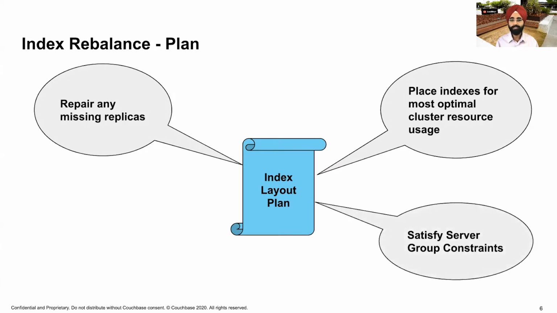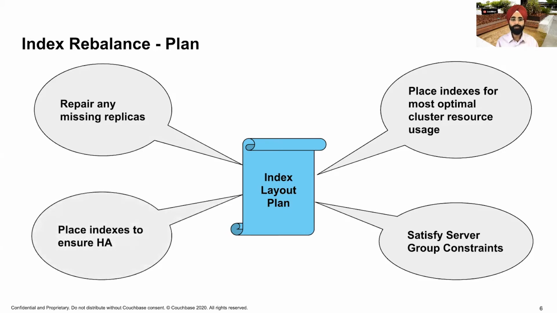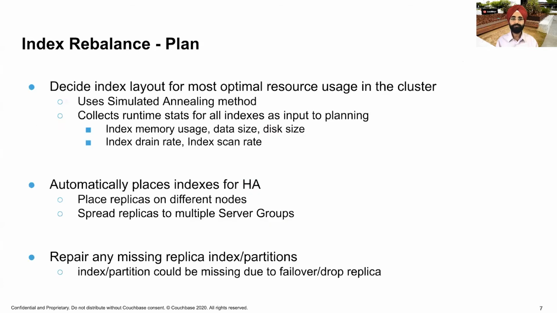Satisfy server group constraints. If there are multiple server groups, it'll accordingly try to place them or spread them out to multiple server groups. And it will also place indexes to ensure high availability. For example, the replicas of indexes would be placed on different nodes to ensure HA. So that's the summary. It tries to find the most optimal resource usage. It uses the simulated annealing method to do that.